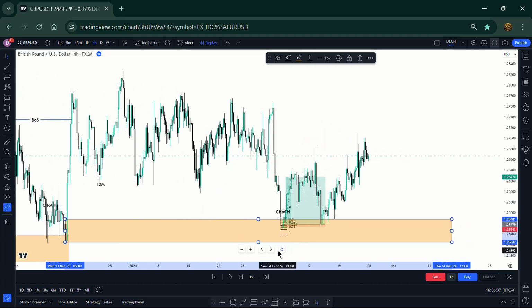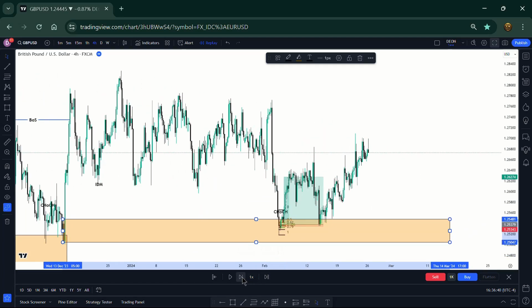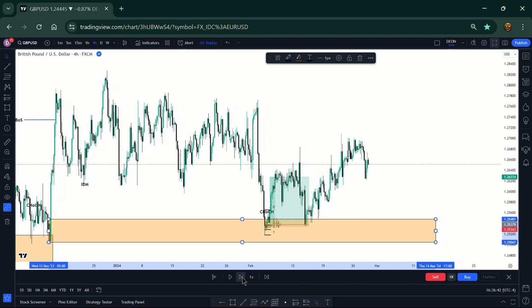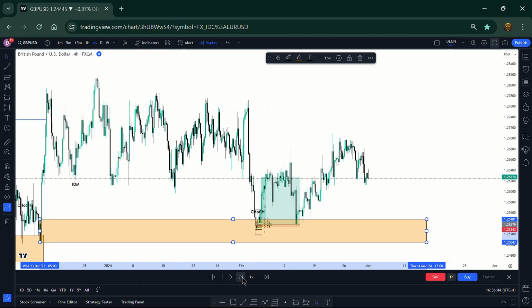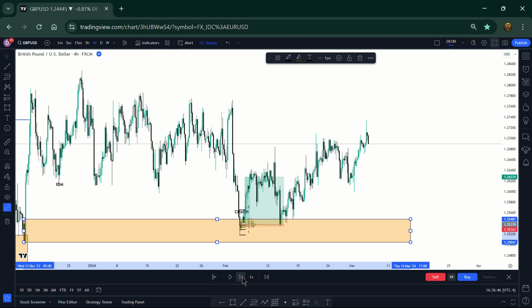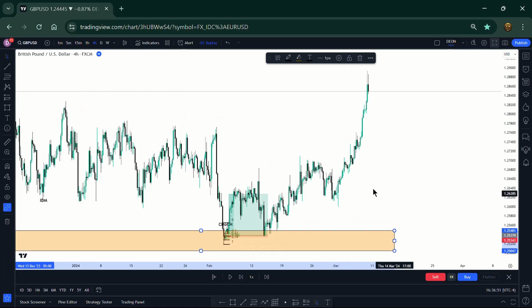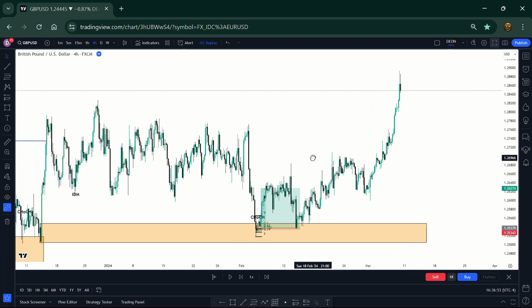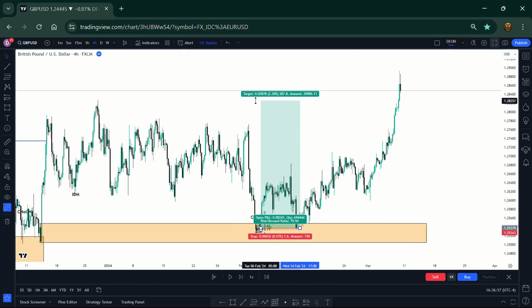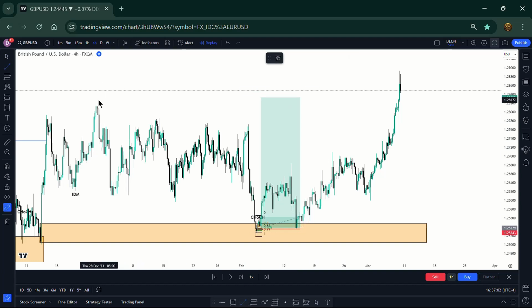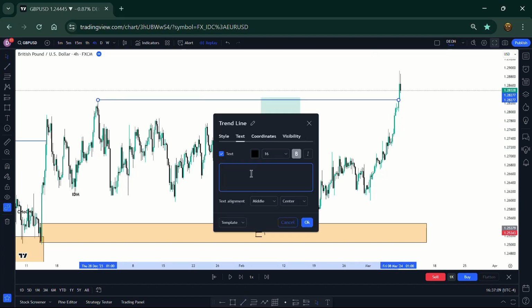So let's see how it's going. If it goes back, we look for a new trade sale. Okay, it just went all the way. Okay, so the last high is okay. Let me mark this as a break of structure. This is your break of structure right here.